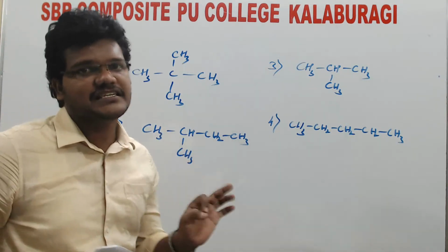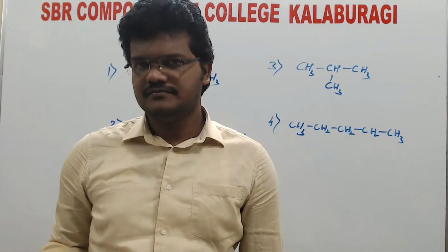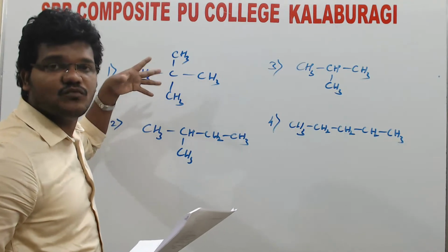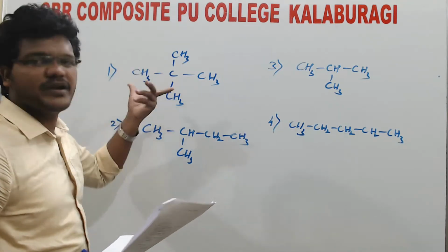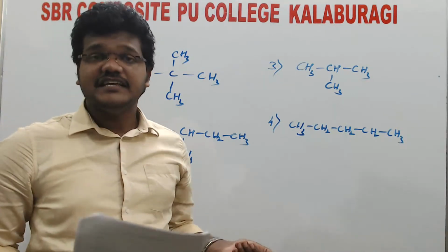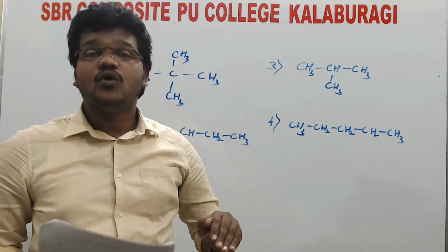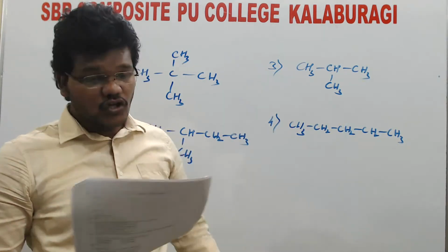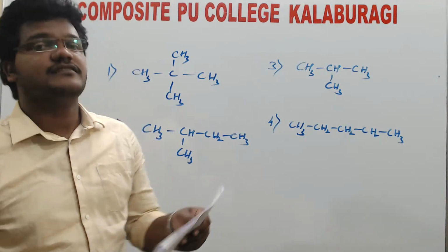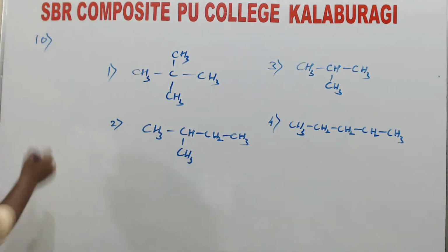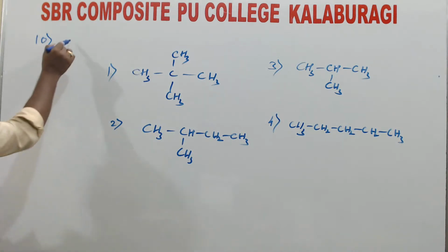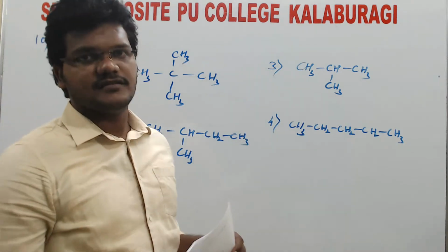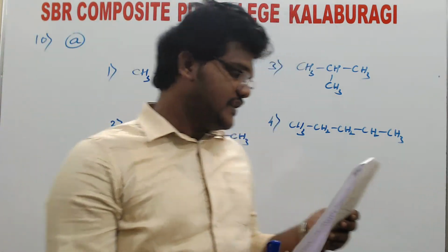We know that as branching increases, stability goes on decreasing. Correct? So among these, option 1, 2,2-dimethyl propane, which has more branches, is less stable. And that is why its boiling point is below room temperature, and we can say that it's a volatile compound. So for question number 10, option A is the correct answer. Clear? So let us go for the next one.